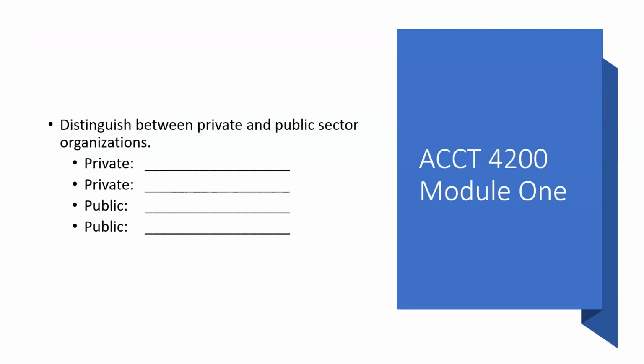Now, I want you to be able to distinguish between private and public sector organizations. First of all, we've got two different types of private organizations. The first type that we're familiar with are the for-profits, the private commercial businesses.